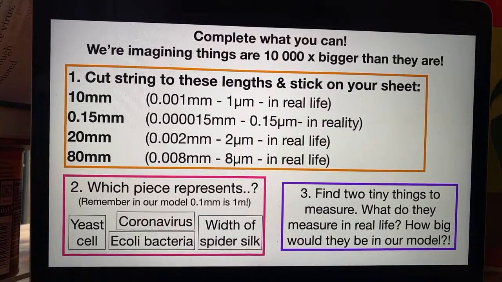While you're finishing off, I'm going to go and find a tiny thing and measure that, because this is some good maths practice. I'm going to go to my cupboard where I keep all my seeds. Okay, I have a single mustard seed here. So if you finish, you can be doing the same thing. Find something teeny tiny and see if you can work out how big it is in our model.